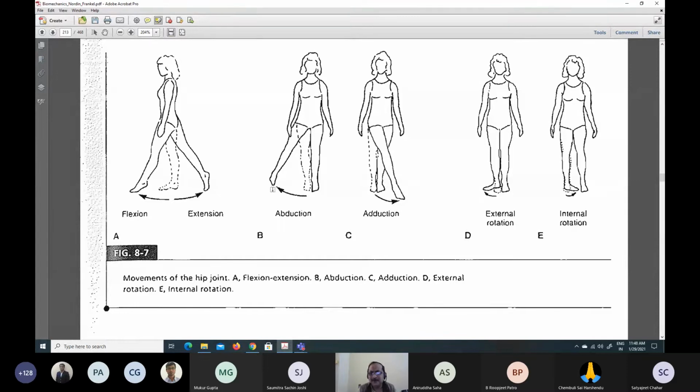There may be slight sliding within the acetabular socket, but primarily we get flexion and extension, very clearly exhibited here. Then abduction and adduction, similar to the shoulder. You raise the leg, then you have abduction. You bring it back towards the medial side of the body, it is called adduction.